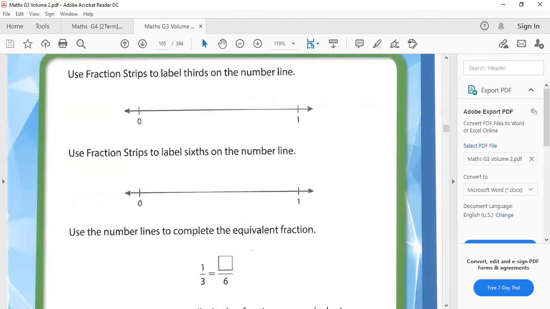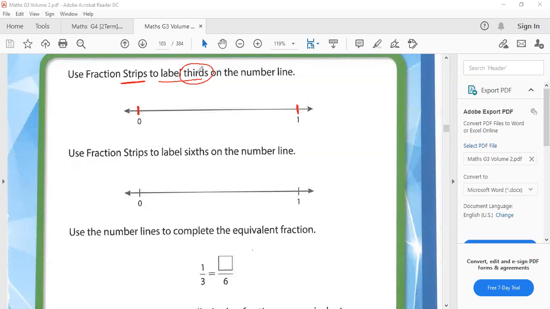If you have a number line like this and you need to plot a fraction on this number line, you need now to read the question. Use fraction strips to label thirds. This is thirds. What is the meaning of thirds? You will divide the distance from 0. You usually start with 0, the starting point, and end with 1. So start with 0 and end with 1.